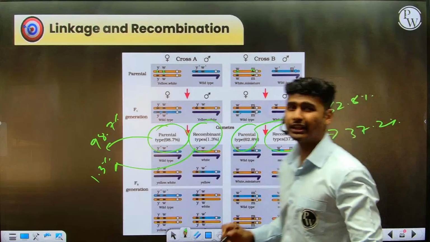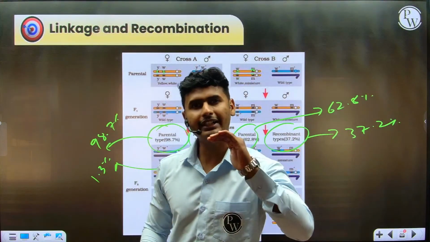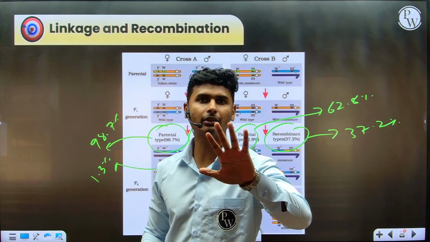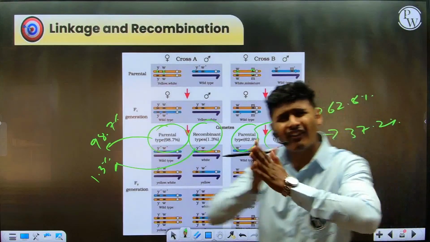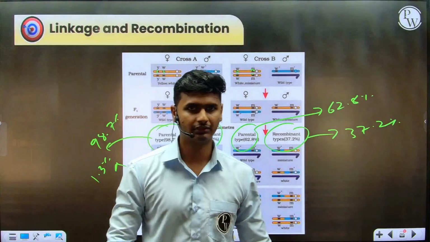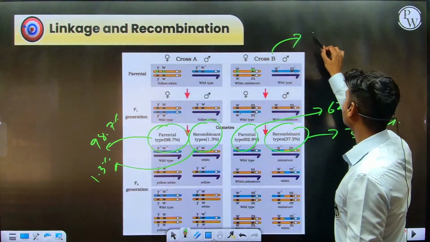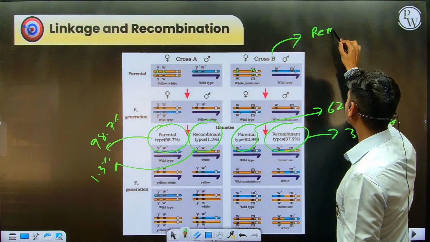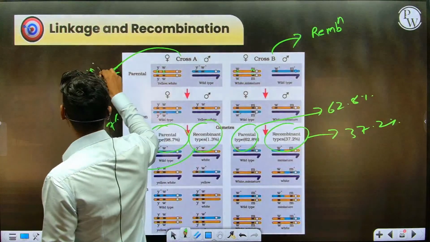I told you recombination can't exceed 50%. Only with independent assortment is there 50% recombination. Other than that, if genes are present on the same chromosome, even if they are far away, maximum recombination that can take place is 50%, not more than that. So cross B represents recombination and cross 1 represents linkage.